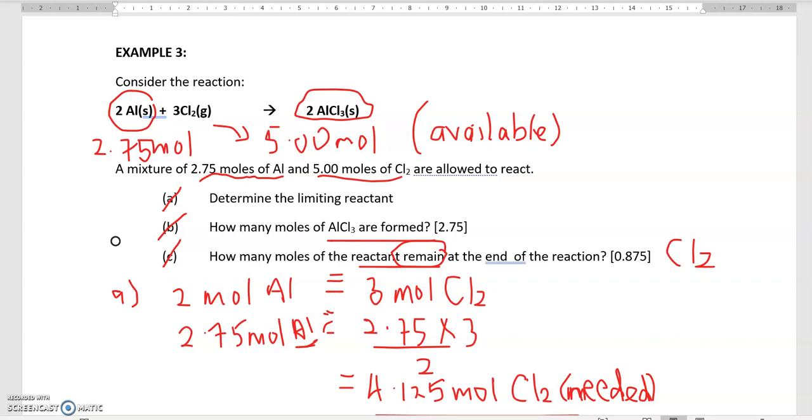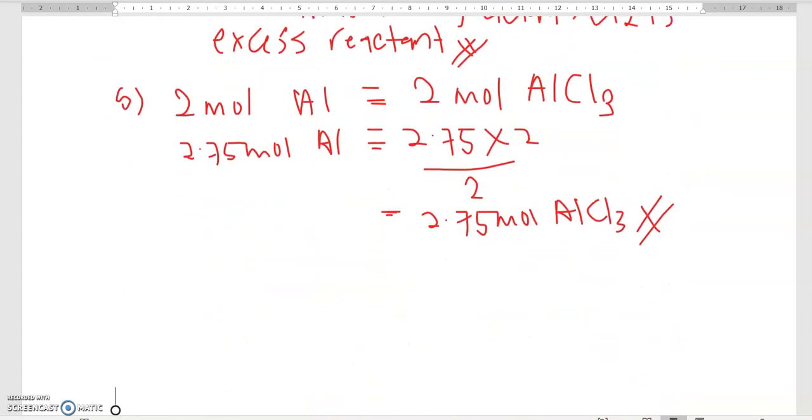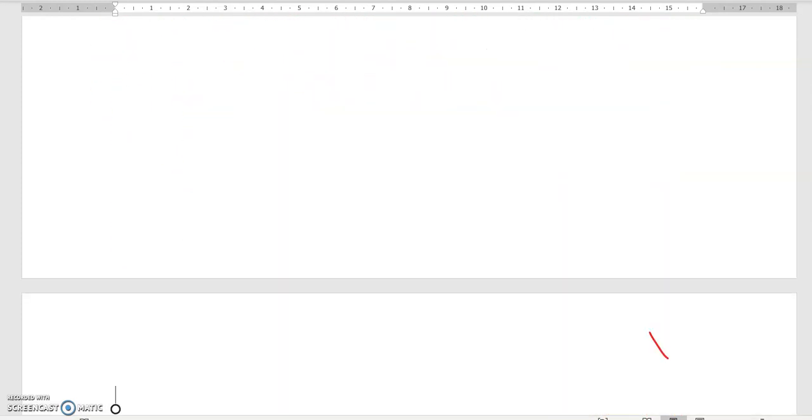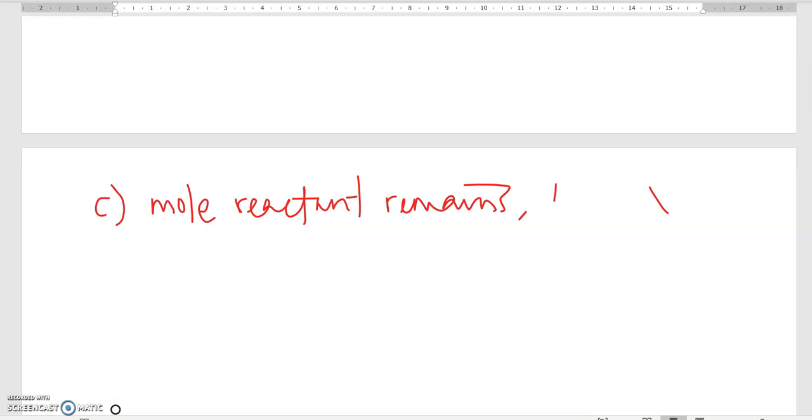So what should we do now? You must find out the remaining mole. So available mole of chlorine is 5, but needed is 4. So therefore we have a remaining mole, right? So what should you do next? You must find out the remaining mole for excess reactant. So for question C, mole of reactant remain, this is chlorine.